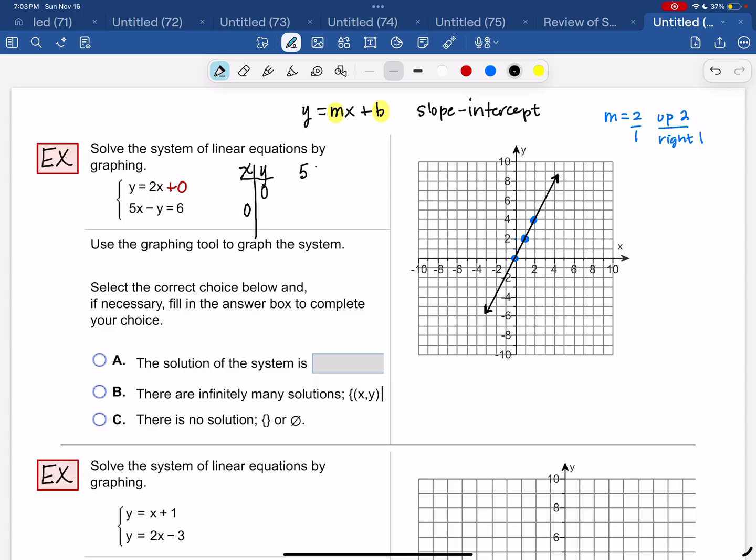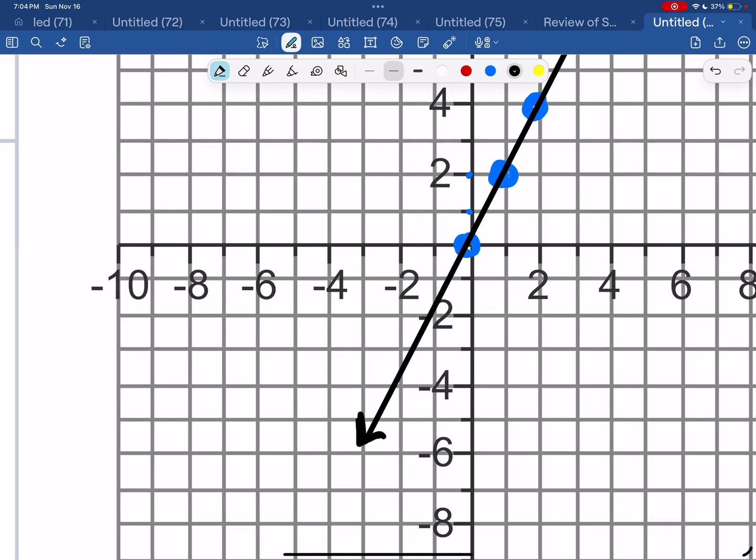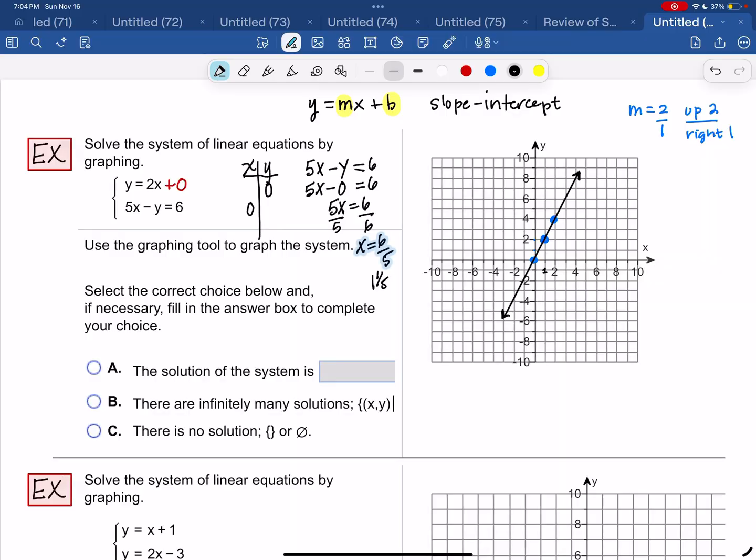So if y is 0, 5x minus y equals 6 becomes 5x minus 0 equals 6. 5x equals 6. And there's our problem. X is 6/5. So I'm not going to be able to use that in terms of graphing. It is true that the x-intercept is at 1 1/5, but finding 1 1/5, here's 1. Where is 1 1/5? Well, it's hard to locate on there. So we're going to have to find an integer point, right?